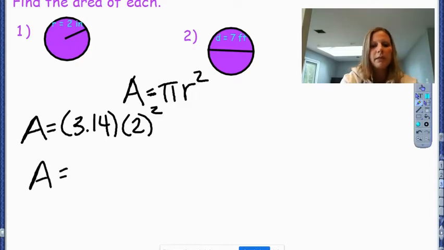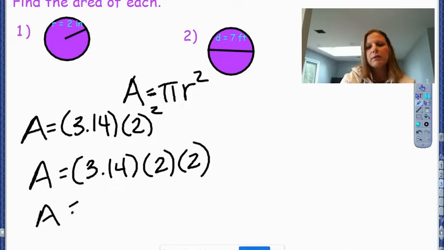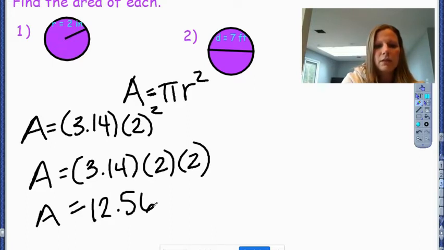A equals, and in my calculator, now I know some of you are using your phones as calculators right now because maybe you don't have the calculators we use in school. So if you were to be doing that, you would be doing 3.14 times 2 times 2. Okay? If you have the scientific calculator, you could use your exponent button or the caret. So 3.14 times 2 is going to give me 12.56 inches squared.